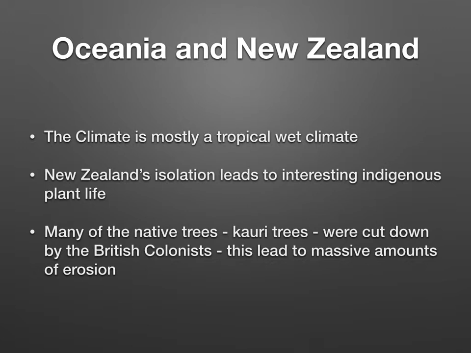New Zealand's isolation leads to interesting indigenous plant life. Many of the native trees, the kauri trees, were cut down by the British colonists, and this led to massive amounts of erosion located in New Zealand.